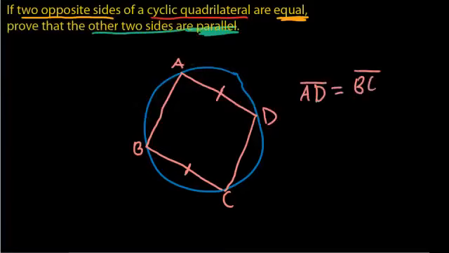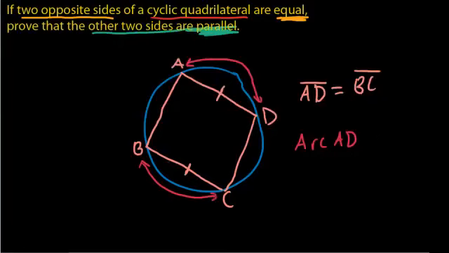What does this mean? Well, this also means that the arc AD and the arc BC must be equal. Because these two lines are equal, the two arcs that they subtend must also be equal. So what does that mean for us?